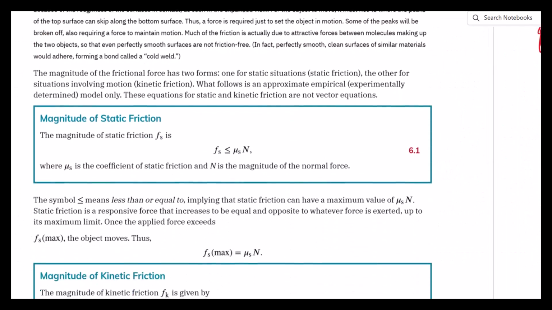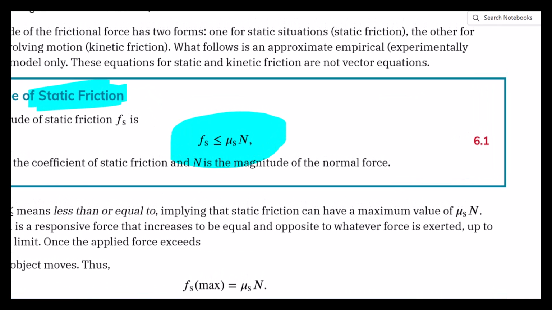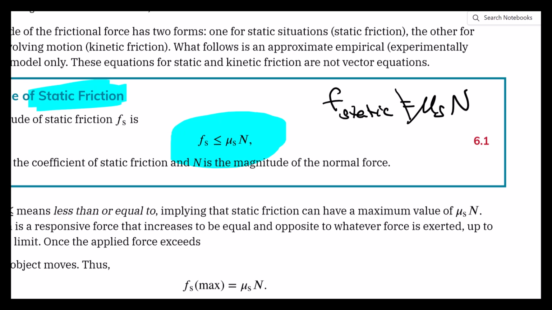So static friction is, again, the friction that's not moving. This is a really important formula, and I do feel like I always misunderstood it in college. Anytime I had a static friction that was not moving, I would immediately say, oh, static friction is equal to mu sub s times n, but it's not.